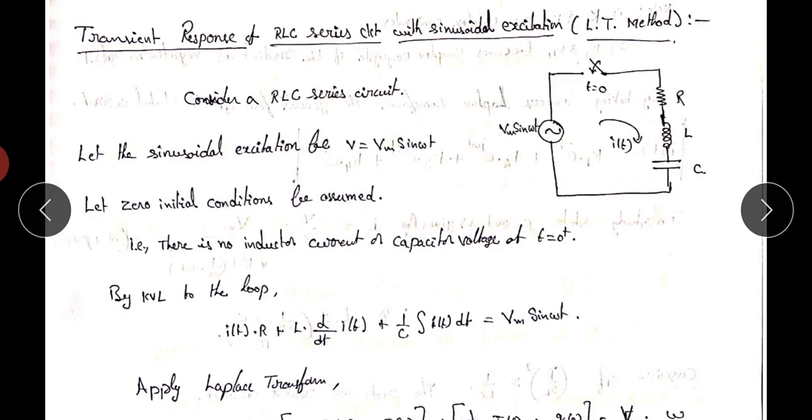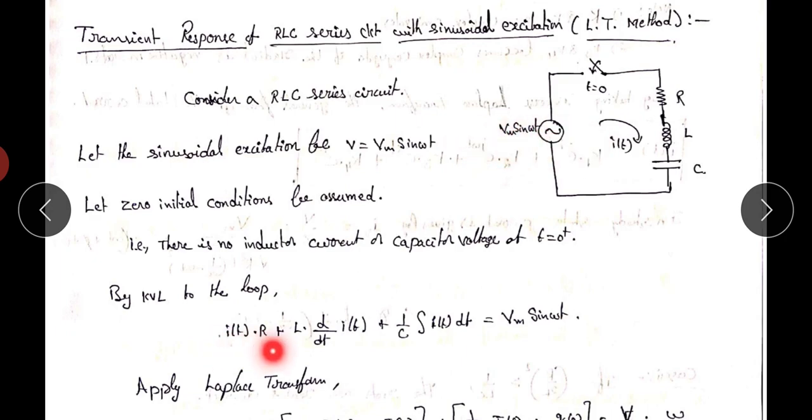So now apply KVL. The KVL equation is: i of t into R plus L into di by dt plus the voltage across the capacitor, 1 by C integral of i of t dt, equals V. Here V equals Vm sin omega t.